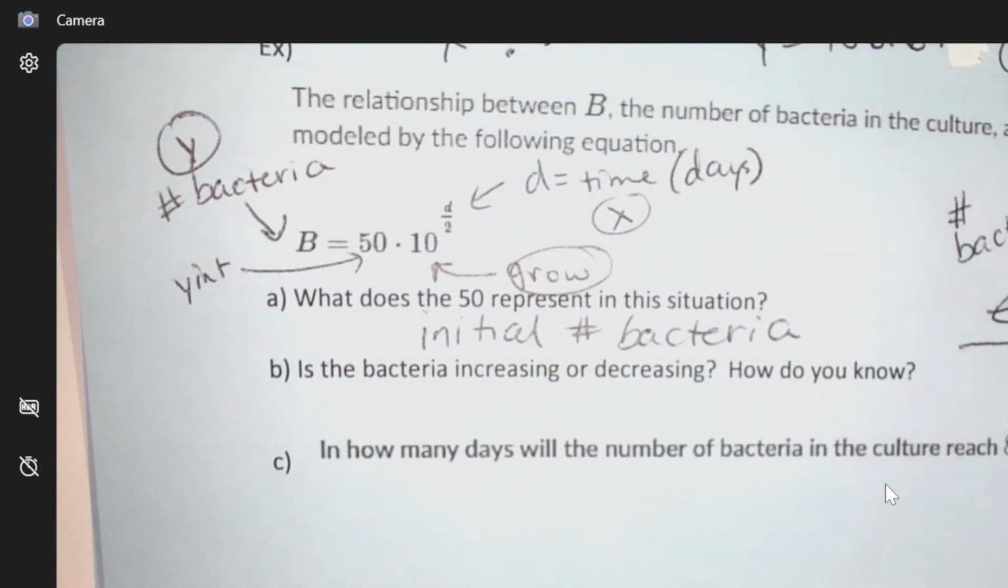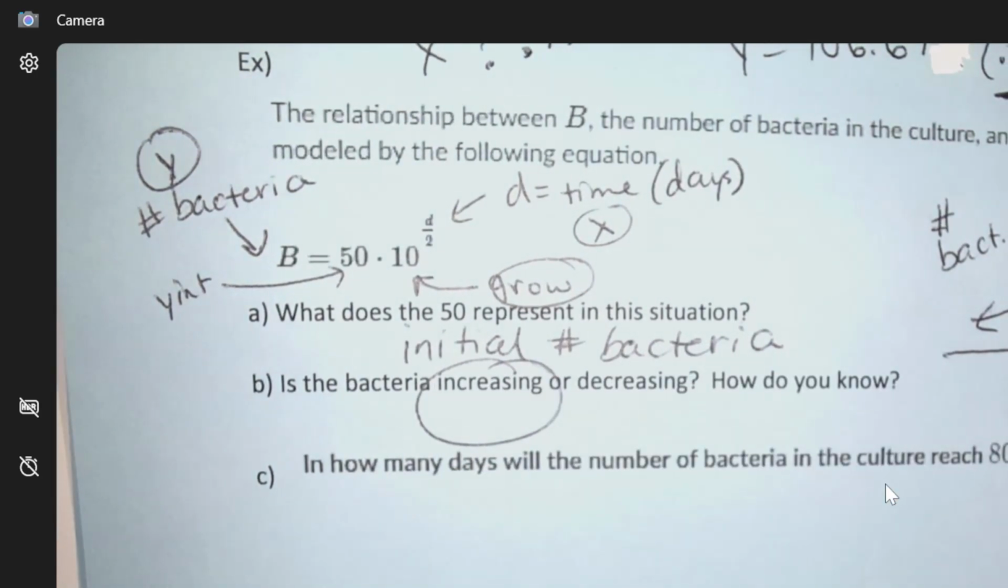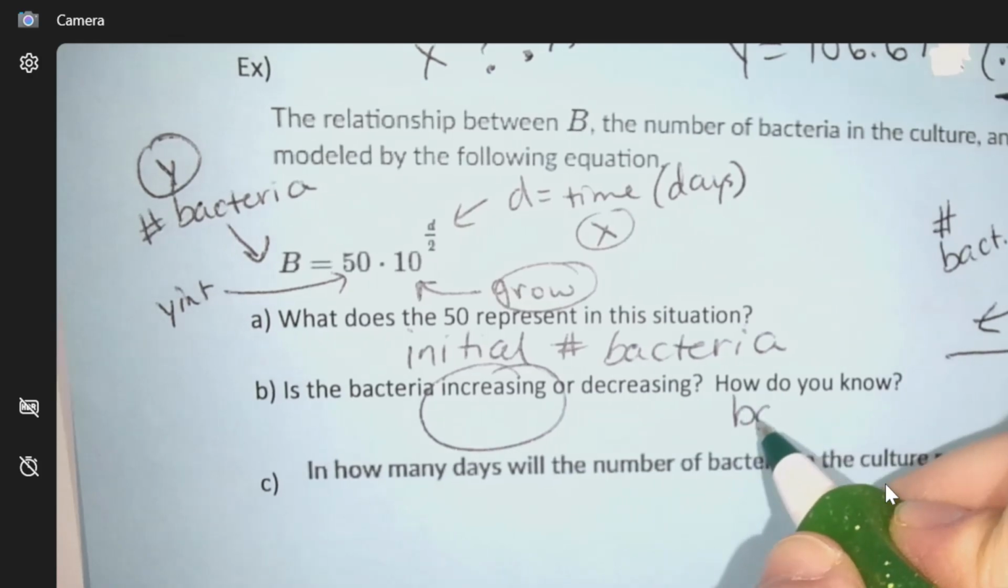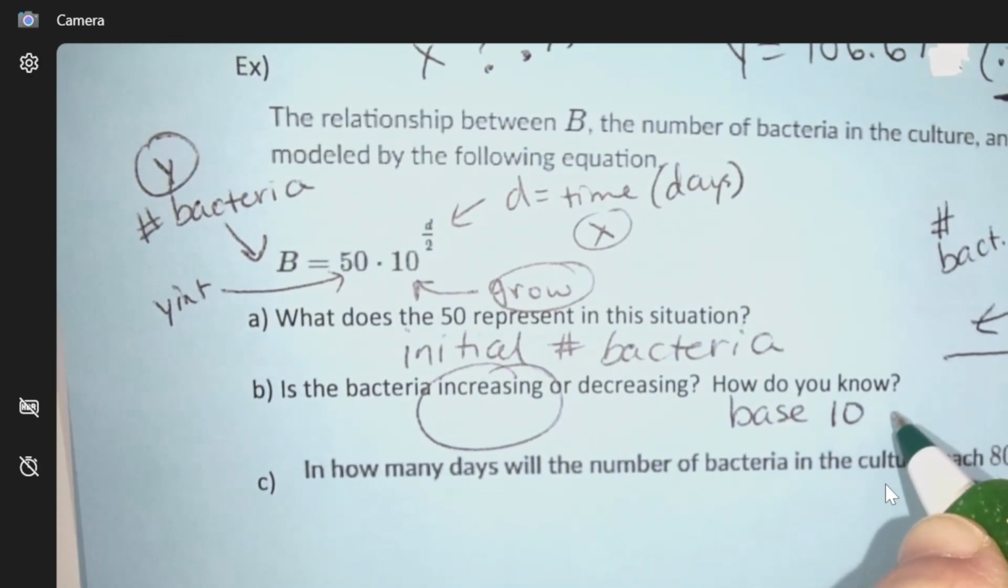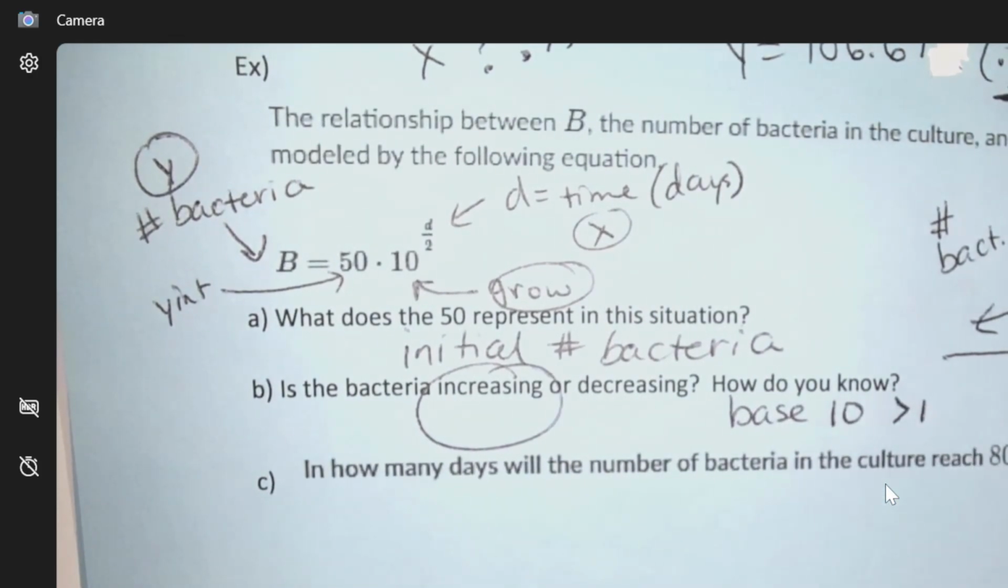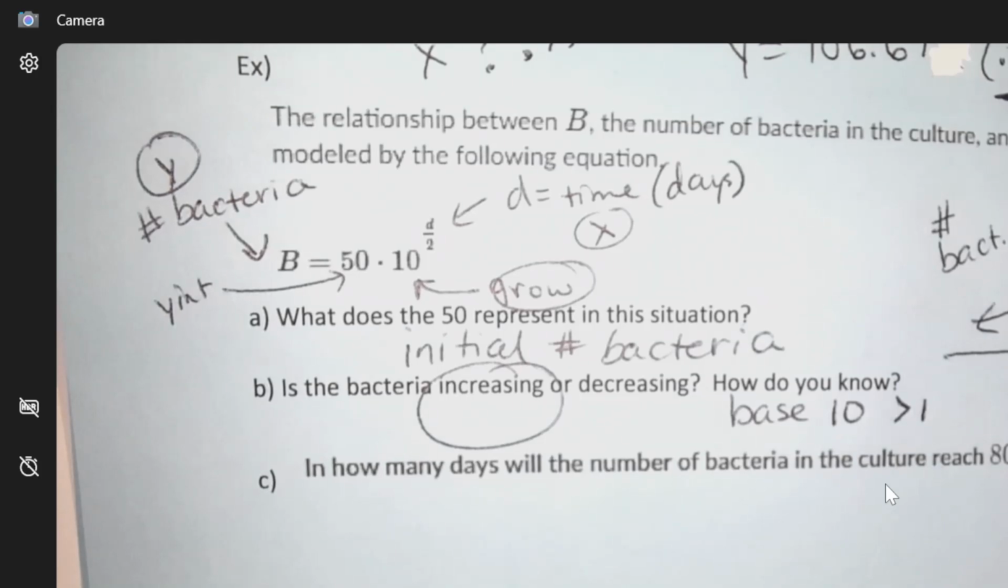Is the bacteria increasing or decreasing? We wrote that it was increasing. How did we know? The base 10. Bigger than 1, so we grow.